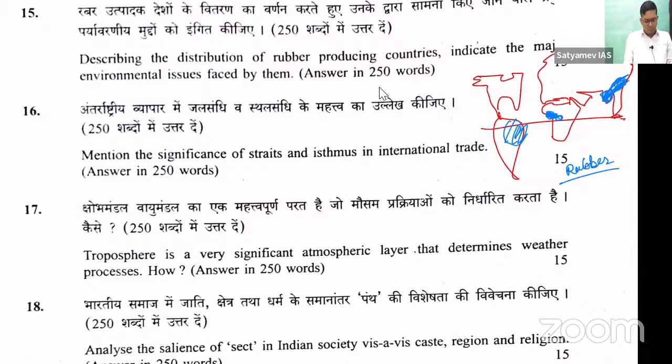ठीक है. So now you will have to indicate the issues faced by these industries. So environmental issues. What are the environmental issues? I will say divide these environmental issues in two parts because this is the industry. So environmental issues with respect to the backward linkages, and environmental issues with respect to the forward linkages.